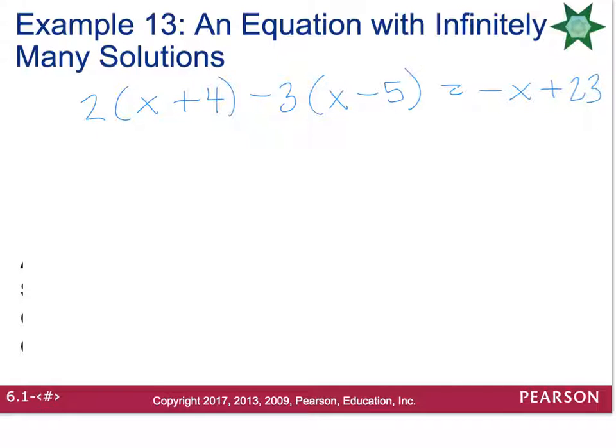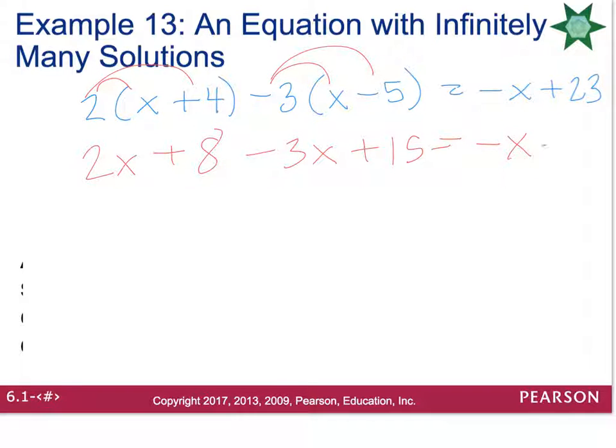You can also have a situation where there are infinitely many solutions. So if you have the equation 2 times the quantity x plus 4 minus 3 times the quantity x minus 5 equals negative x plus 23. Again, first thing you want to do is clear your parentheses. So that'll turn that into 2x plus 8 minus 3x plus 15 equals negative x plus 23.